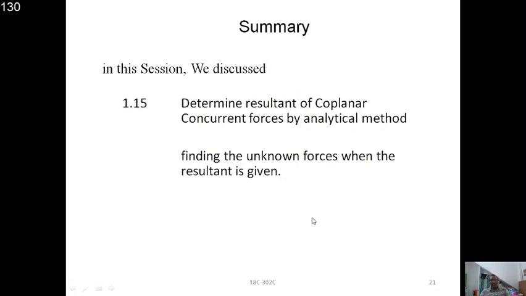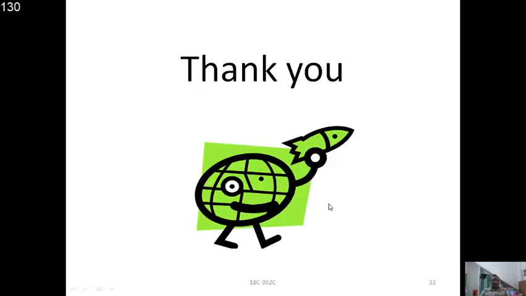So today we discussed the resultant of coplanar concurrent forces by the analytical method, and finding the unknown forces when the resultant is given. Right? Thank you.